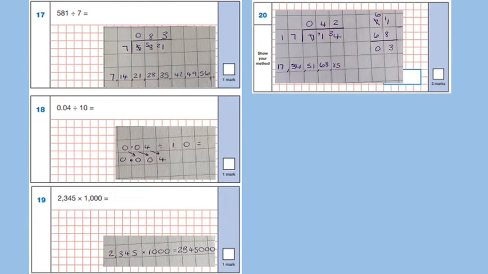Number 20, we have got 714 divided by 17. Now, as I always say for these questions, don't worry, they don't expect you to know your 17 times tables. They just want you to write the multiples of 17 out below, and you can literally do that by adding 17 on each time. If you need to write the methods out, do it. So I've got 17, 34, 51, 68 and 85.